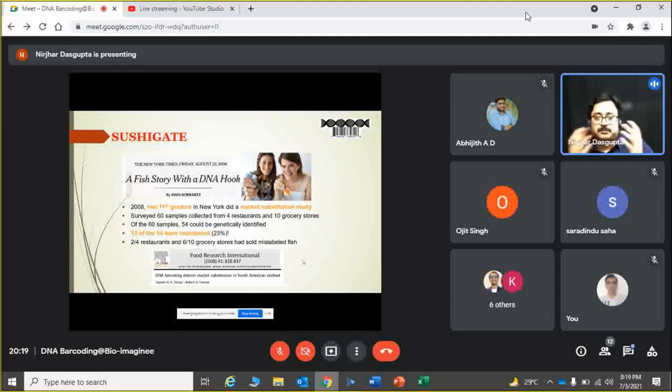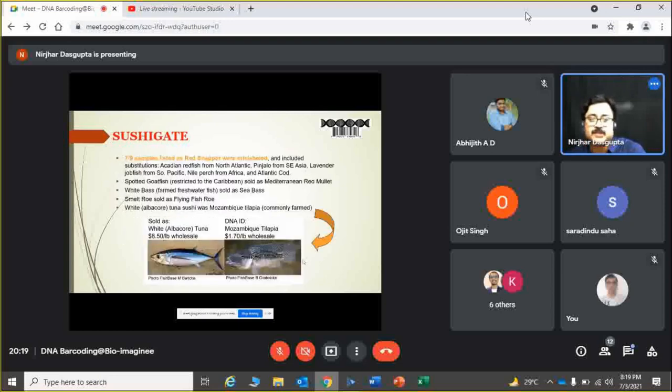So now the problem is not whether they are doing this intentionally or not. Maybe they are not doing this intentionally, but the proper identification system was not there to find out whether this is the same species which they are claiming to be or not. So 7 out of the 9 samples listed as red snapper were mislabeled, and they included anything from this Acadian redfish from North Atlantic to Pinjalo from Southeast Asia. So these are all different species of fish which are found in different parts of the country or the world.